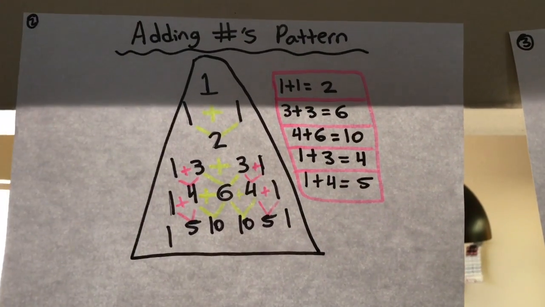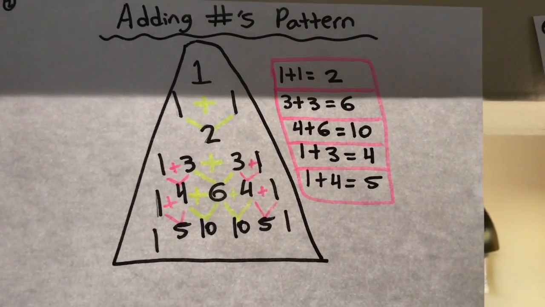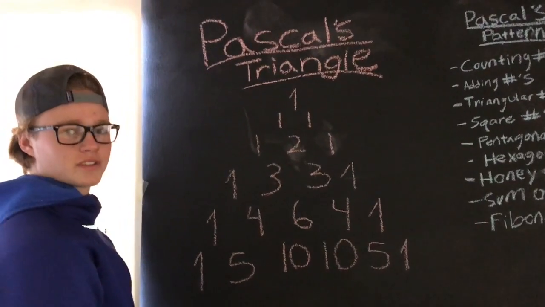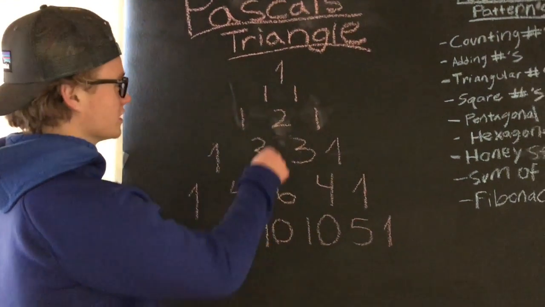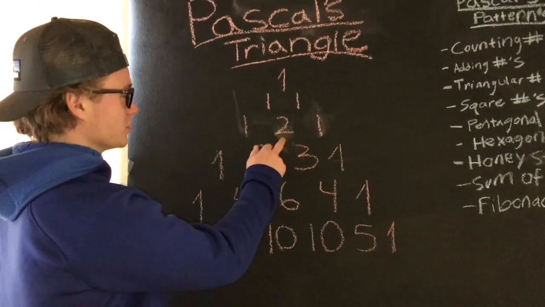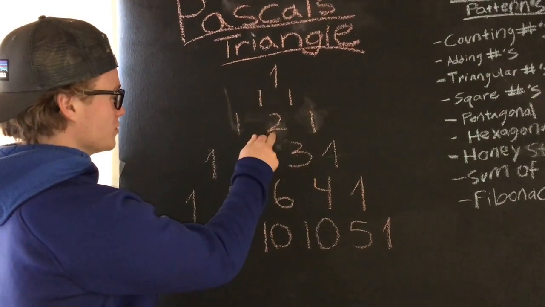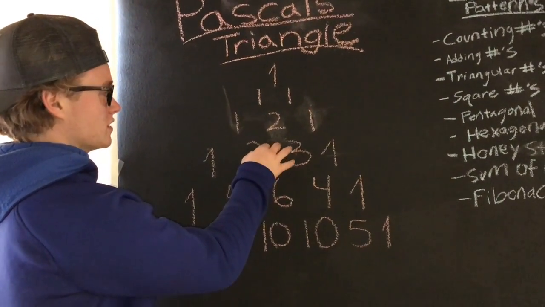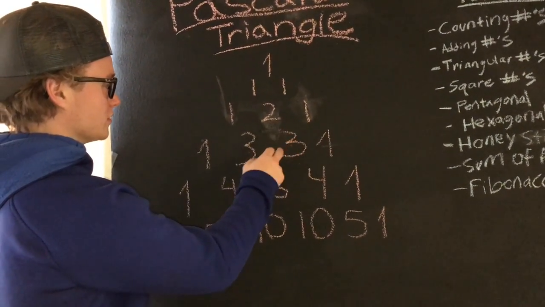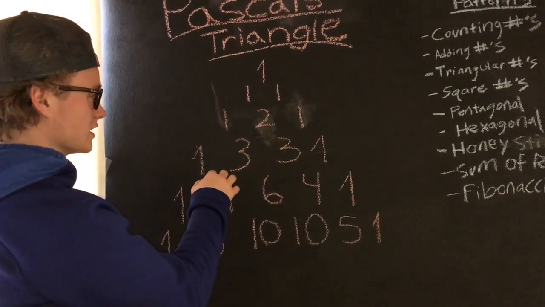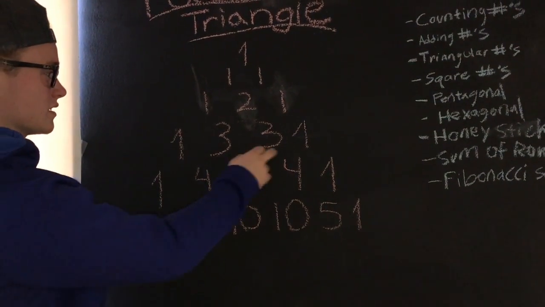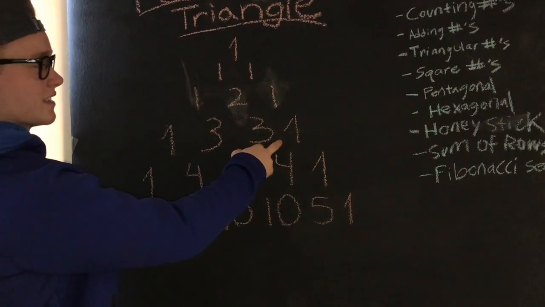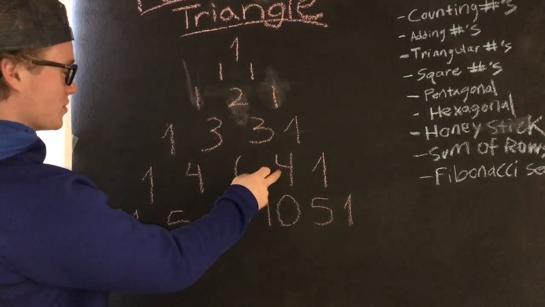The second pattern I'm going to explain is the adding number pattern. To explain the addition pattern more in depth, as you can see here, 1 plus 1 equals 2. 1 plus 2 equals 3. On the right side, 2 plus 1 equals 3. Back to the left side, it goes 1 plus 3 equals 4. Same thing over here on the right side, 3 plus 1 equals 4.